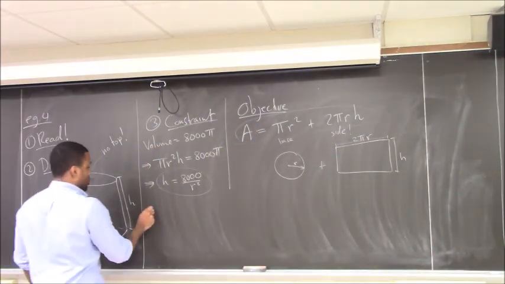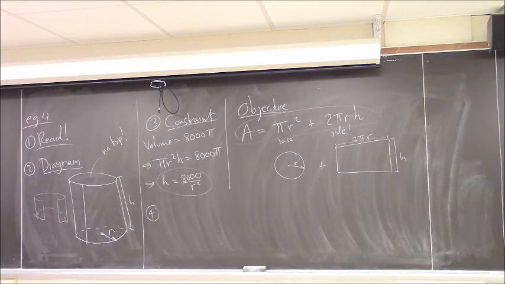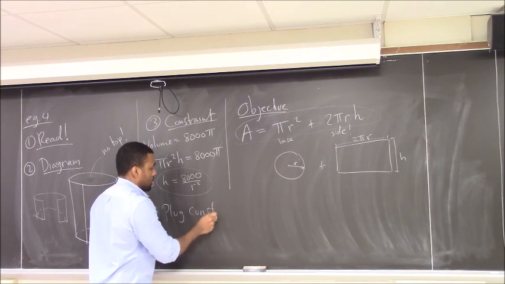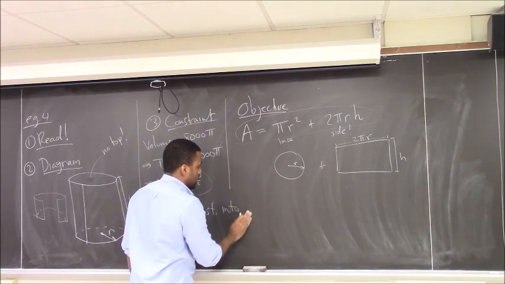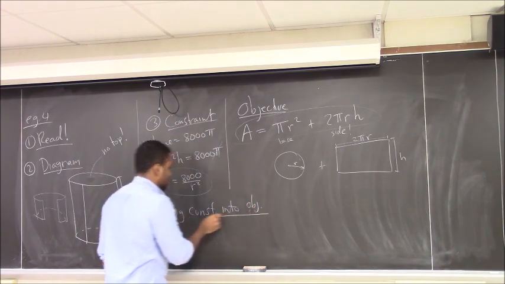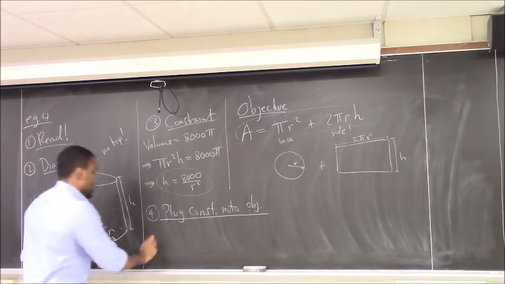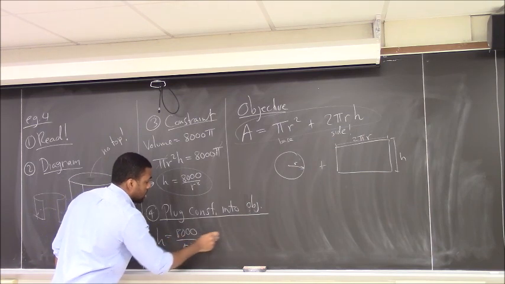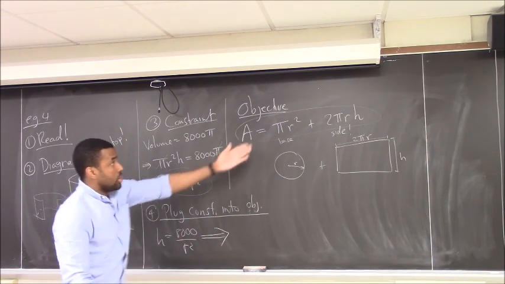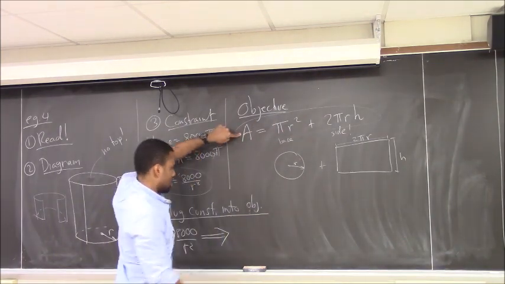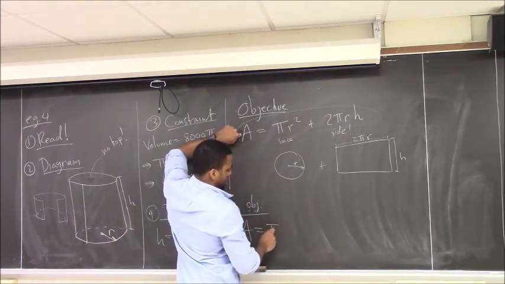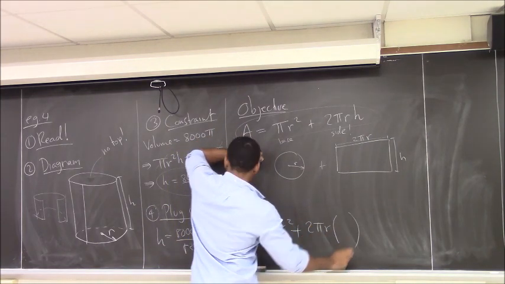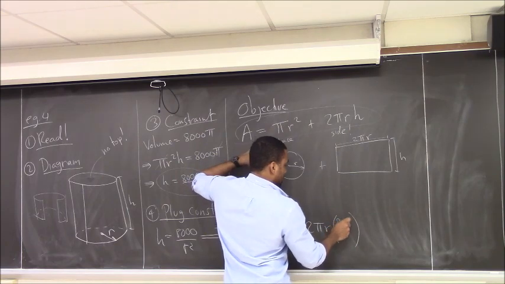So now we move on to the fourth step. Let's plug the constraint into the objective. So I know h is equal to 8,000 over r squared. This means I can plug h into this equation. So my A would be pi r squared plus 2 pi r h.